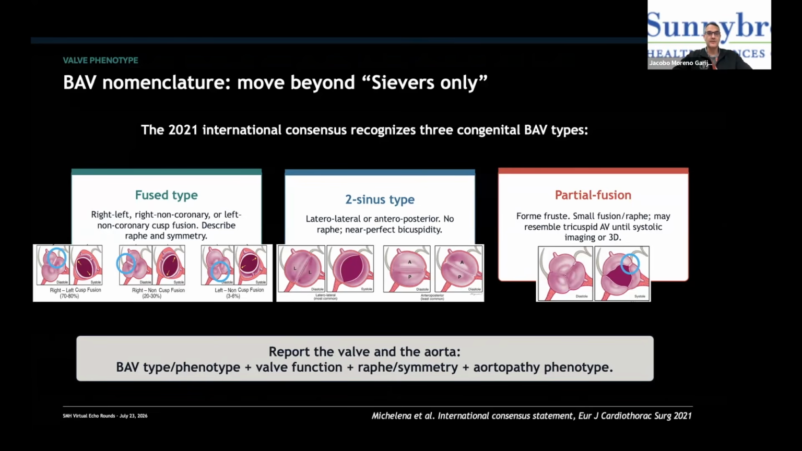The second type is the two-sinus type, which looks like a perfect bicuspid, either lateral-lateral or anterior-posterior. And then the last one, which is a little bit more difficult to diagnose because it may look like a tricuspid valve, is the partial fusion. That's the one that has a tiny raphe, and then you can see doming upstream, so the valve is not fully open.